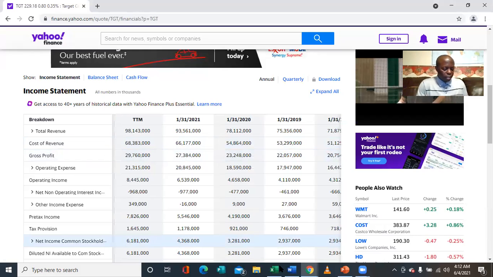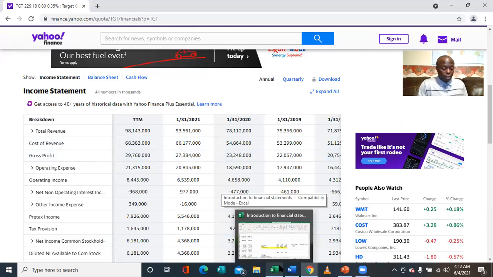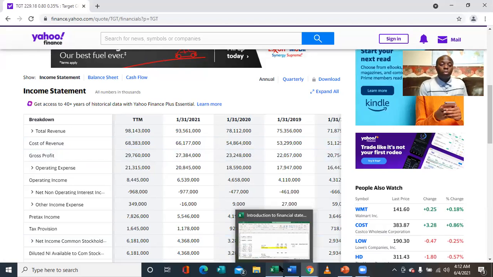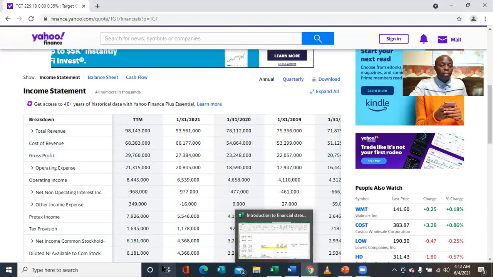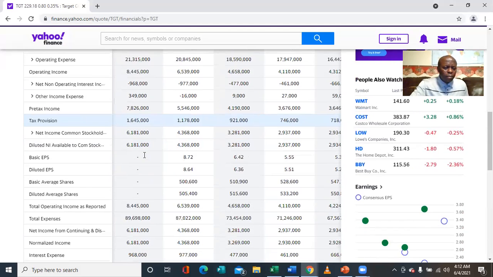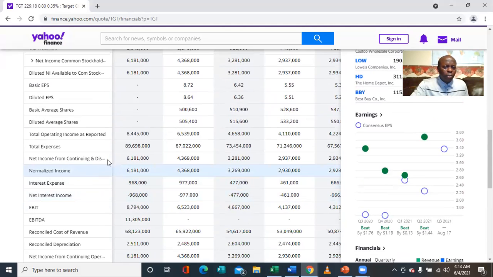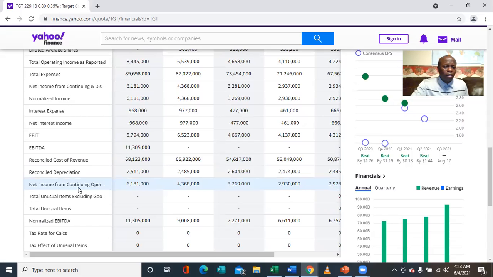We need to find the sales, net income, and net sales. So for Target, net income, we find it here, right here. I believe they have it. Okay. Net income. Net income from continuing operations. Okay. Normalized net income. Let us just use net income from continuing.